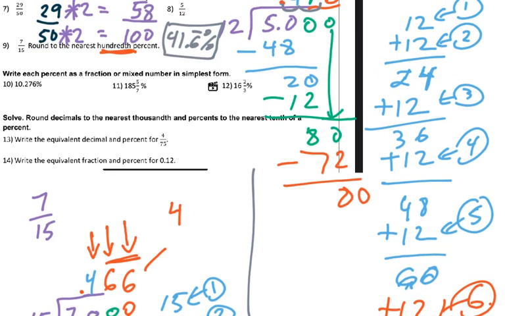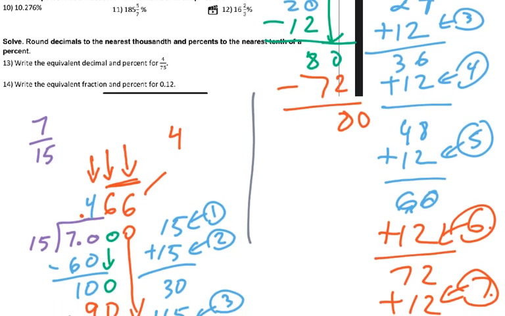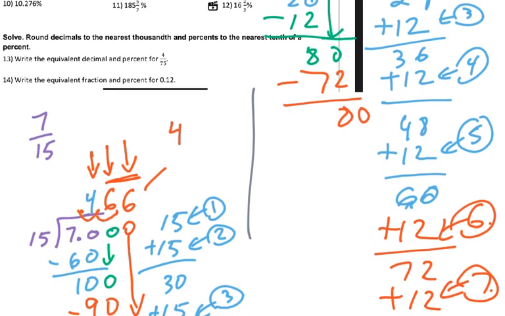Now, hold on a second. It says round to the nearest 100th percent. So first off, we move 2 places. This is 46.666 repeating, which is 46.67, because we're talking about the 100th percent. So I have to first write it as a percent, and then I round, which is 46.67%.